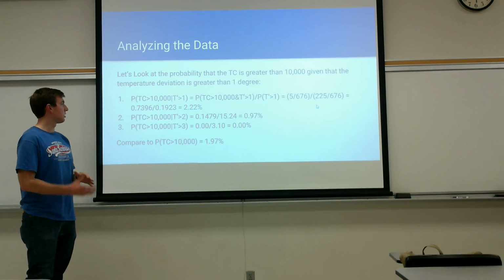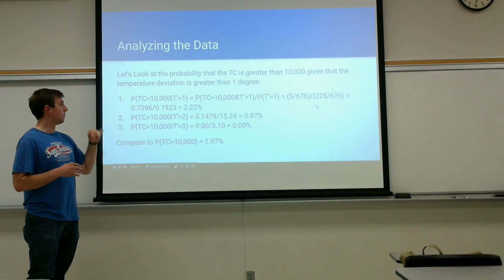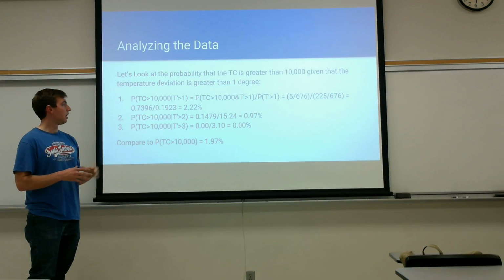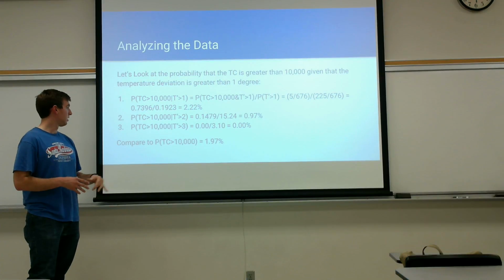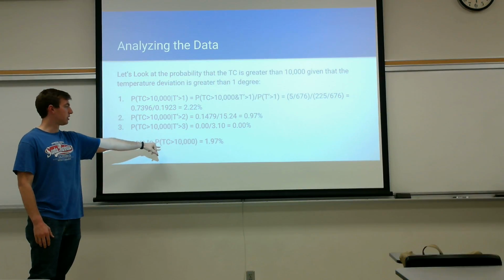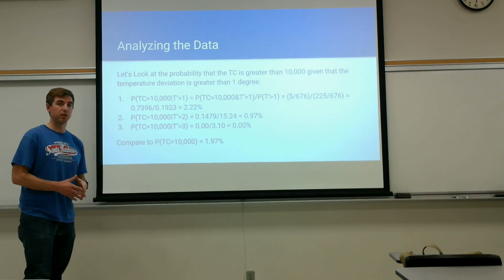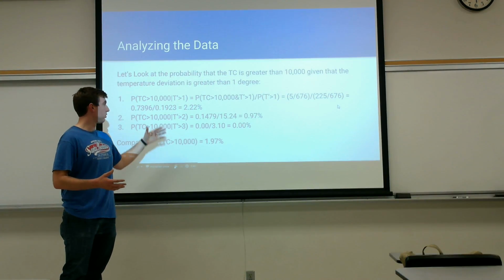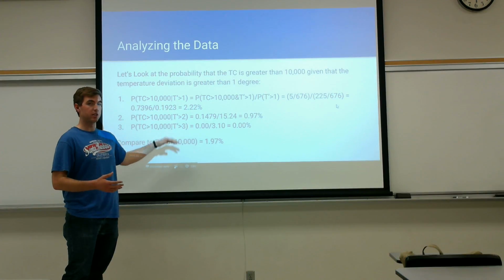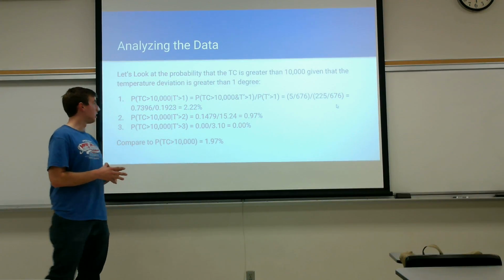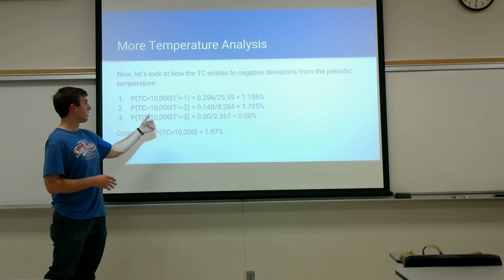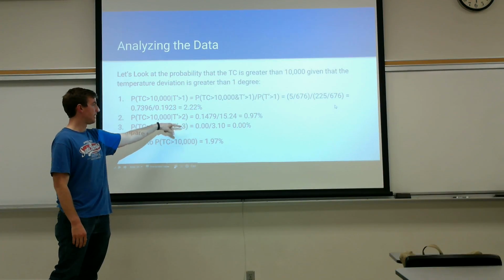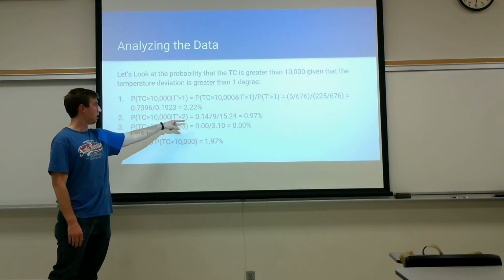So our results are, if the deviation temperature is greater than 1, we got about 2.2%, compared to just the regular probability of TC greater than 10,000, which is about 2%. So there's not much statistical difference there. Let me go back a little bit. As you can see, the more deviation it gets, the lower the probability.